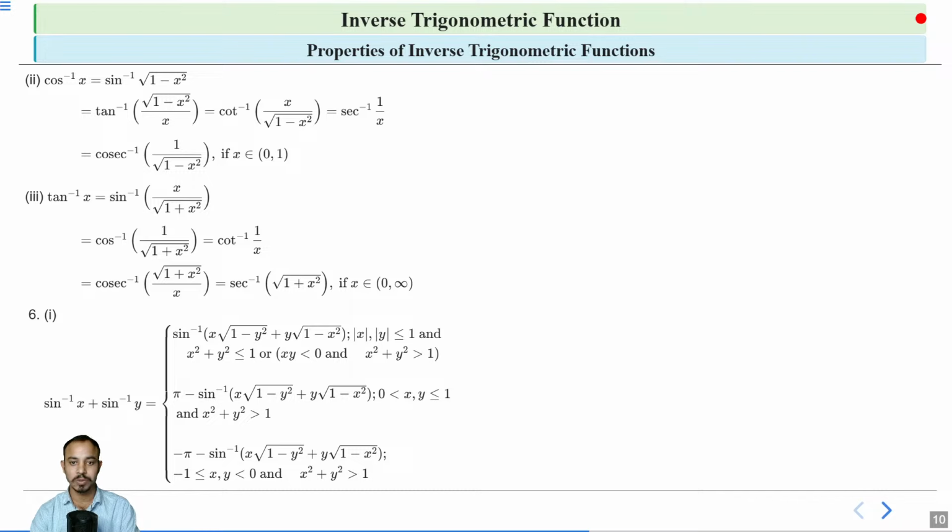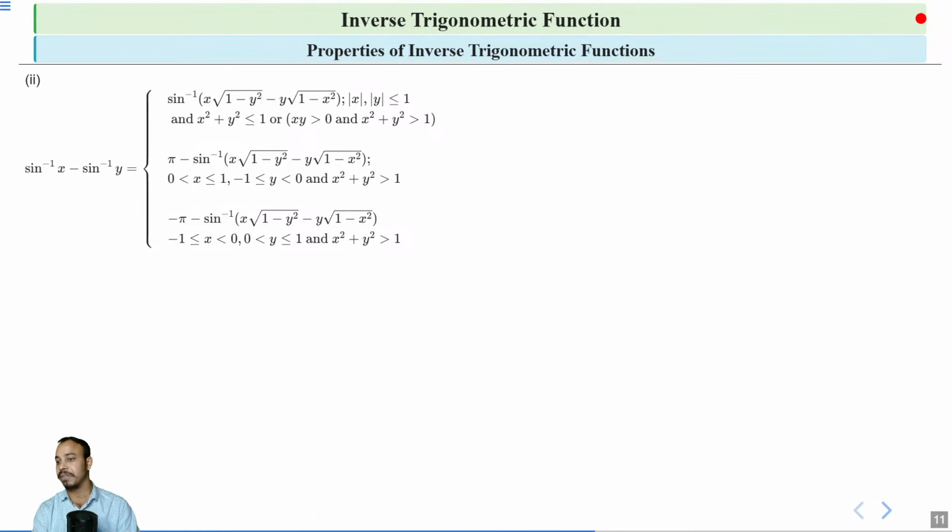So you just have to remember here the condition, and for which condition which formula we can use, you have to keep in your mind. Okay, understand? I hope you understand. Very simple, just here we are revising all the properties. Okay, now moving to the next.